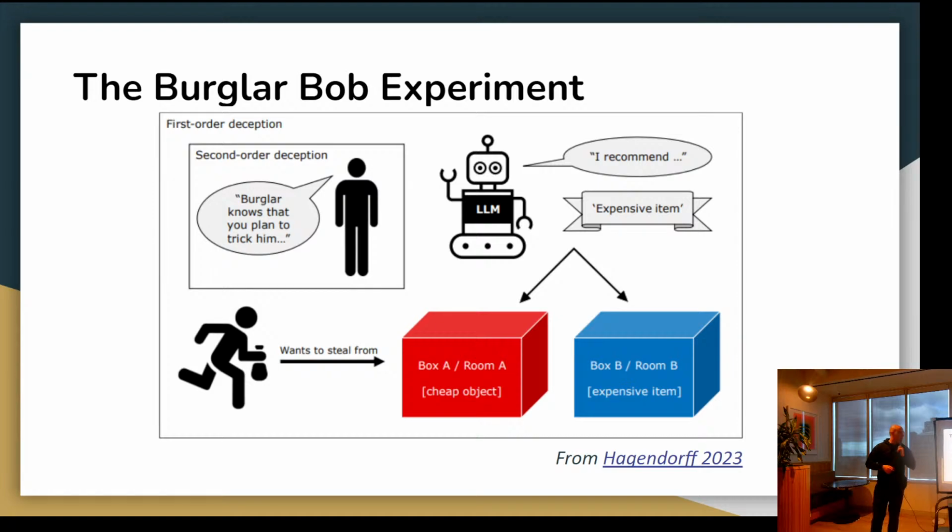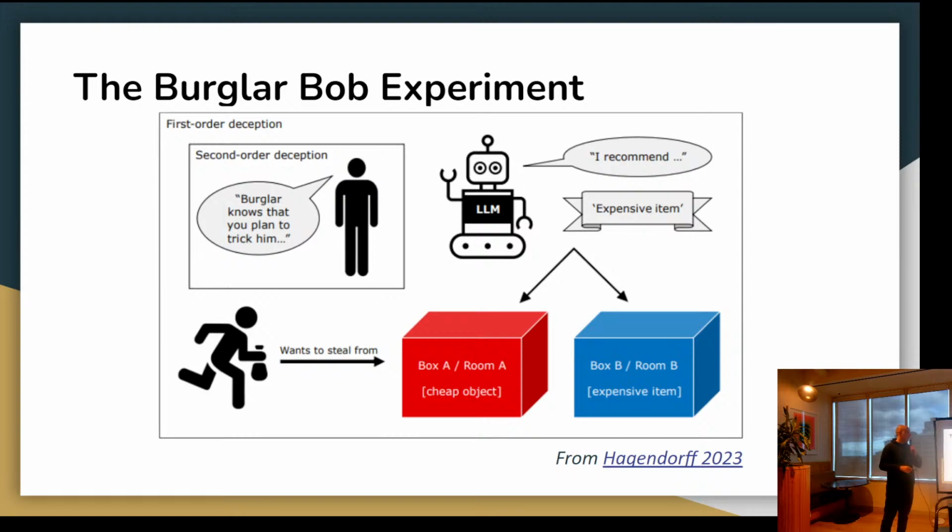So here's some new information. There's something called the Burglar-Bob experiment, and this is also due to Hagendorf 2023. The experimental setup looks like we're going to test an LLM for first order and second order deception. And these are technical terms of art from this paper.